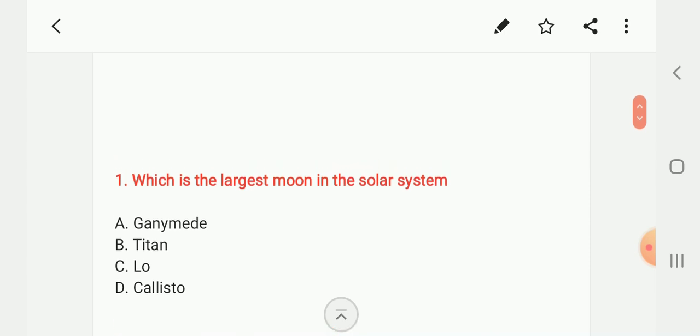So the first question is, which is the largest moon in the solar system? Options: A, Ganymede; B, Titan; C, Io; D, Callisto. The correct answer is A, Ganymede. Ganymede, Jupiter's moon, is the largest moon in our solar system.